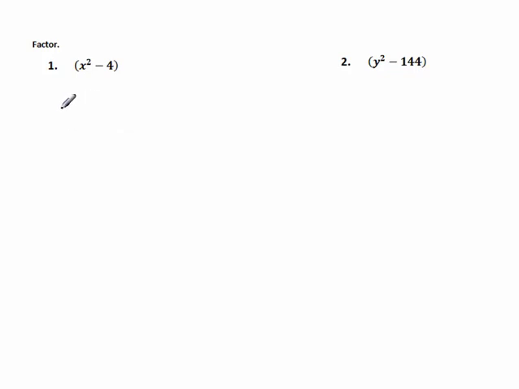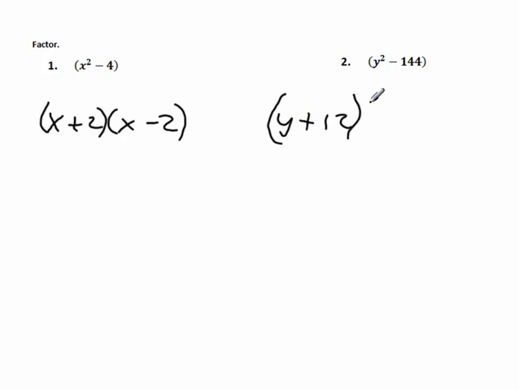And hopefully you got the right answer there. So the square root of x squared is simply x, and the square root of 4 is 2, so it's going to be x plus 2, and I'm going to multiply that by x minus 2. Now we saw that problem already, so that's kind of cheating. But this one's a little bit different. Here the square root of y squared is going to be y, and the square root of 144 is 12. So I'm going to have y plus 12 times y minus 12. Well, hopefully you got those. And let's go to the next page.